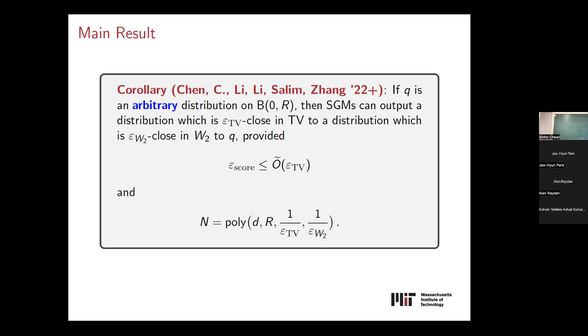But you can say you're close in TV to something that's close in W2. I know that's a little bit weird to say. And you get this, and everything scales polynomially. So where does this probably come from?